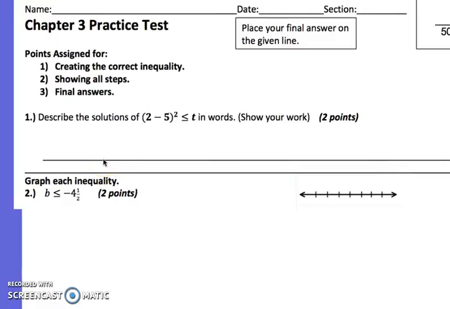All right, we're going to go over your practice test. For number 1, it says describe the solutions. Remember, when you see that, you first need to solve, and then every single time it starts with all real numbers. So 2 minus 5 is a negative 3, but be careful. Notice it's inside parentheses. So your negative 3 must be inside parentheses.